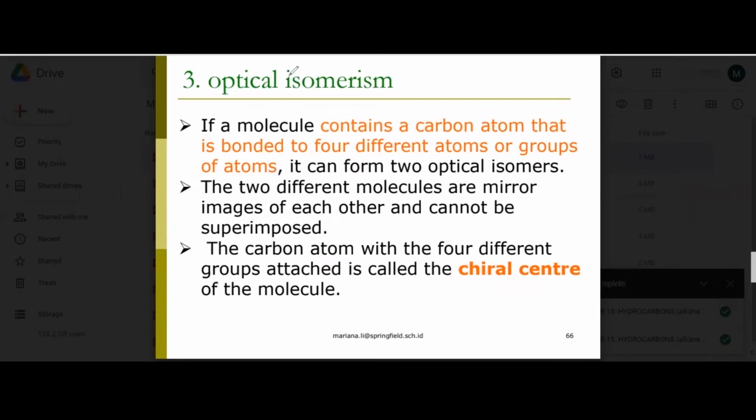So what is an optical isomer? Optical isomers are molecules with the same molecular formula and structural formula, and have a chiral center, or non-superimposable mirror images. So that's the definition of optical isomer.